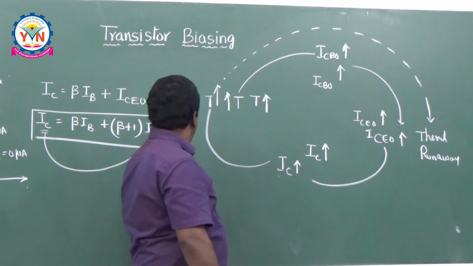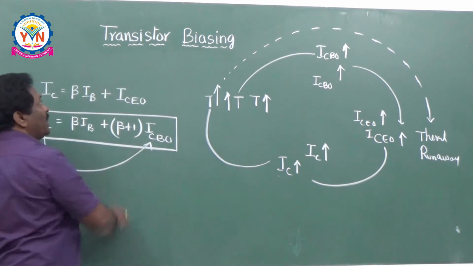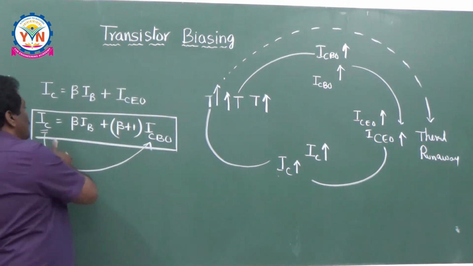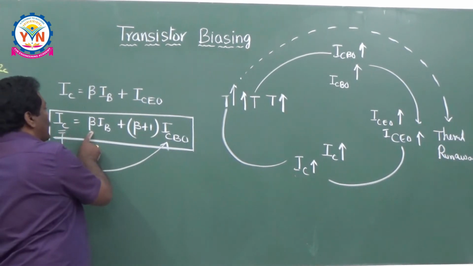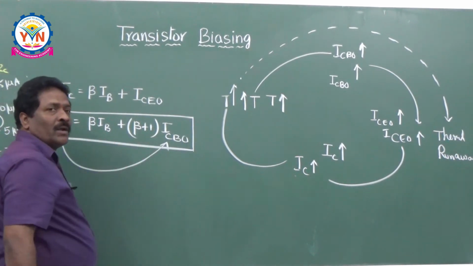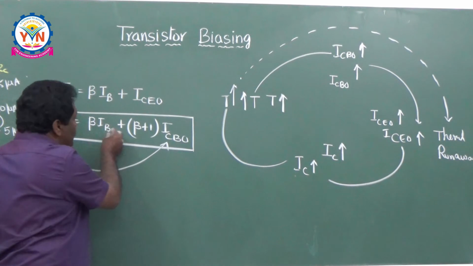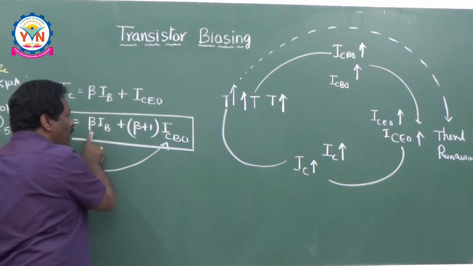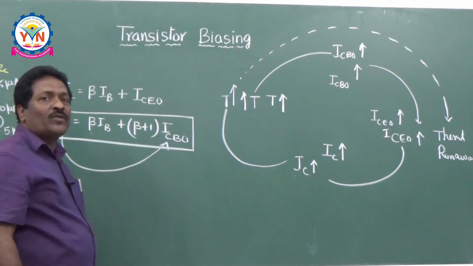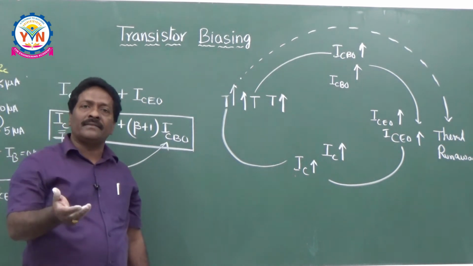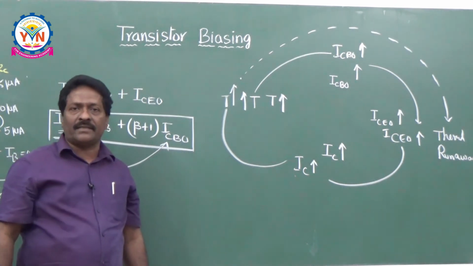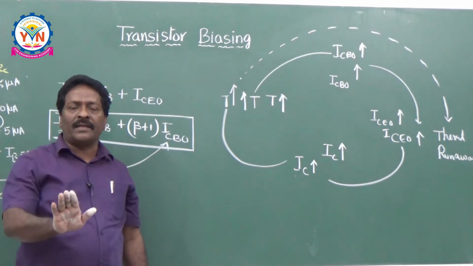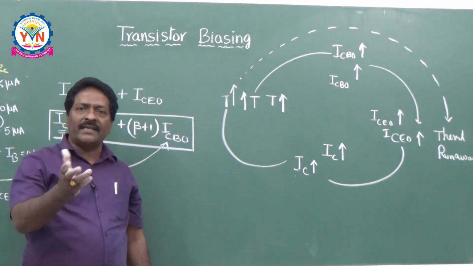Now, once you know this thermal runaway, you can understand that your IC is a function of both beta as well as the temperature. To compensate for these variations against beta and temperature, we have to use some biasing techniques as well as compensation techniques. So I hope you understood clearly: Q is a function of VCE and IC.